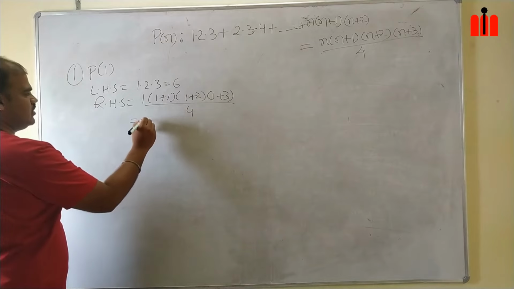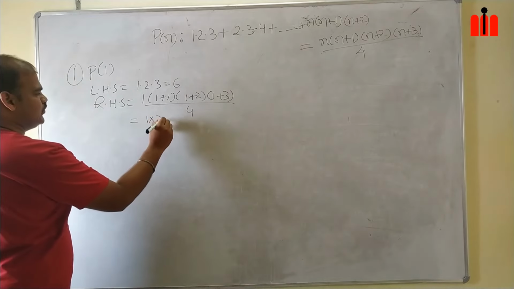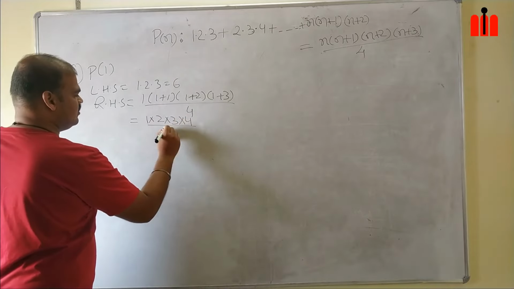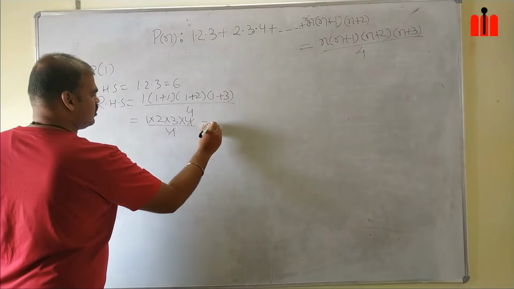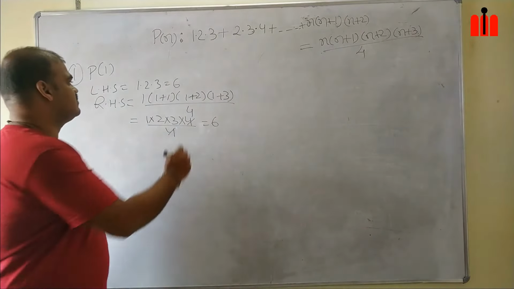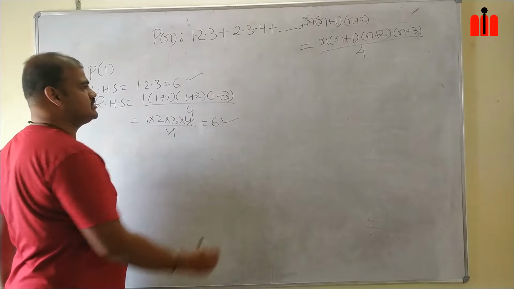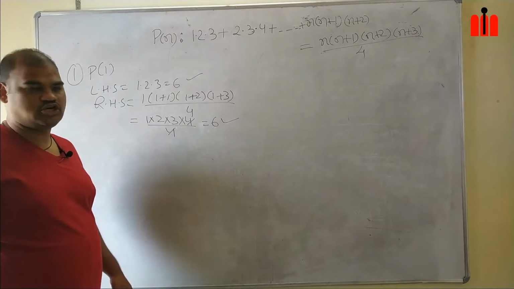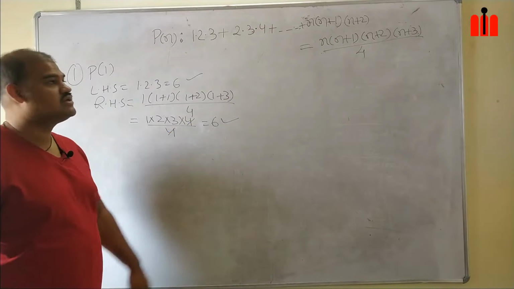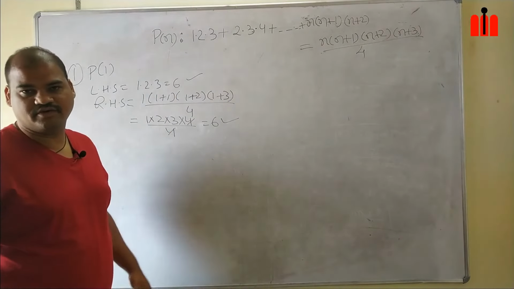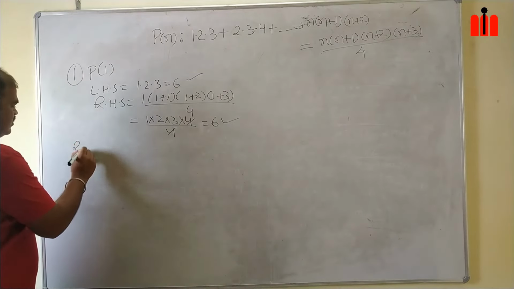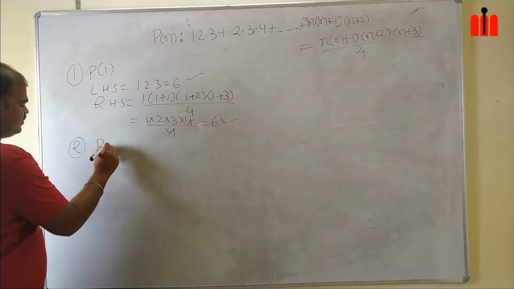So this will be 1 into 2 into 3 into 4 by 4. 4 got cancelled, it is 6. So my L.H.S is equal to R.H.S, so my P1 is true. What I had done, I had substituted n is equal to 1 in R.H.S, and in L.H.S it is my first term. So L.H.S is equal to R.H.S. Now the second step of PM.